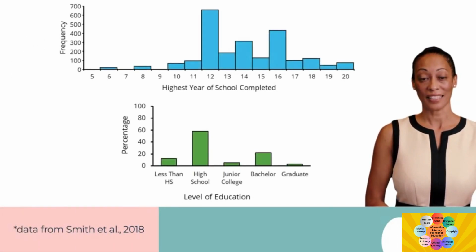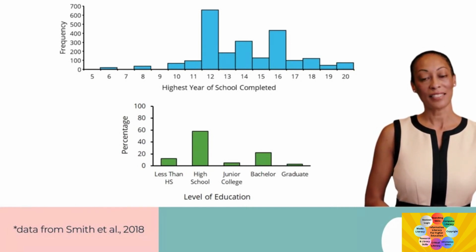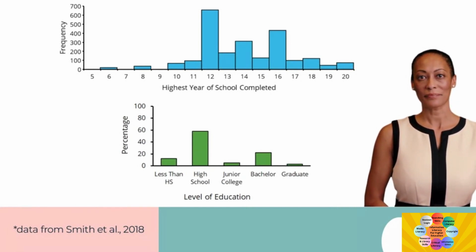Now, let's compare these graphs. Note any differences in structure that you find. Do you see how bar graphs and histograms are structured differently?